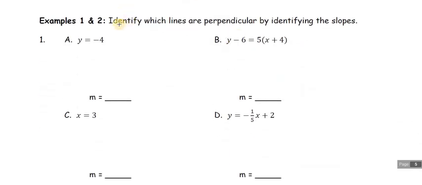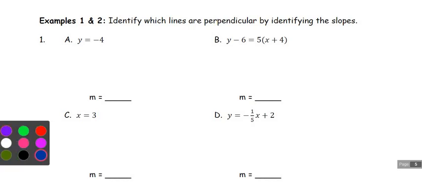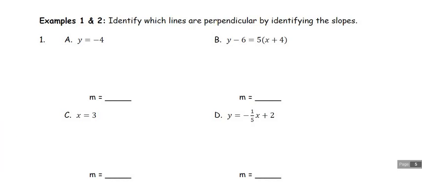So similar to yesterday, for the first 2 examples, we want to determine which lines are perpendicular by identifying the slopes of our lines. So A is a special one. Again, this is a horizontal line.